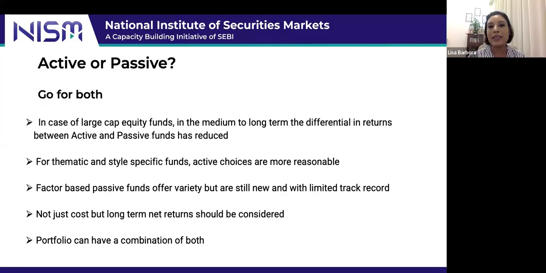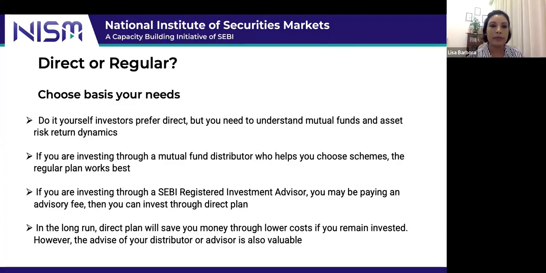As I said, pick passives where the return differential is low, and you can go for active funds in slightly more funds like small cap, where the selection bias does make a difference.